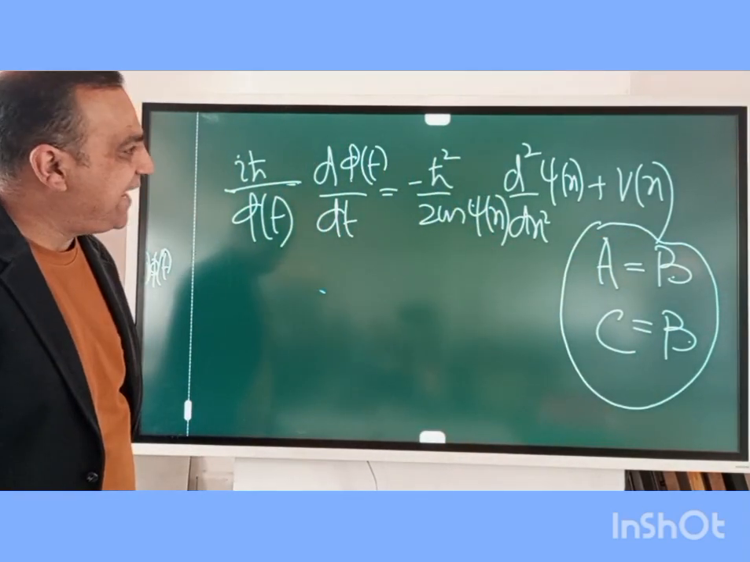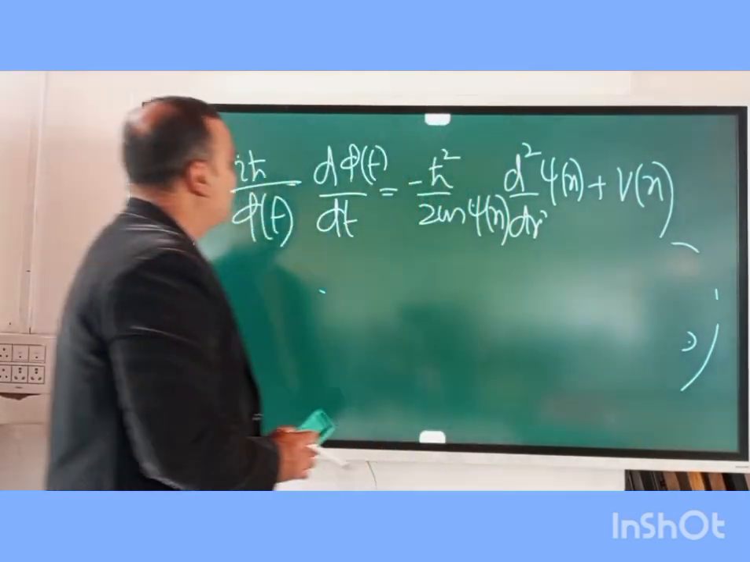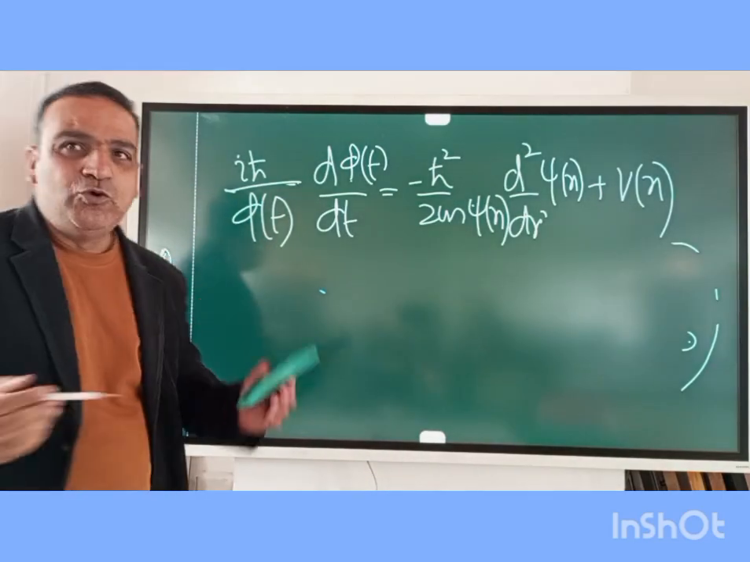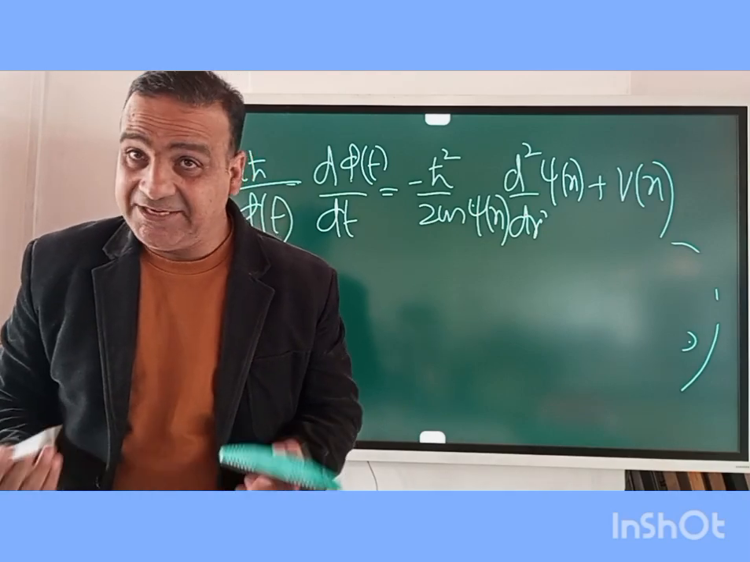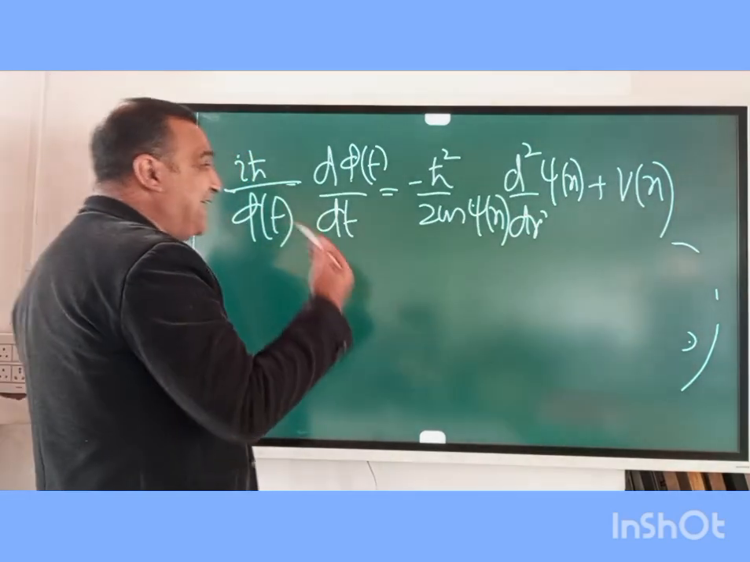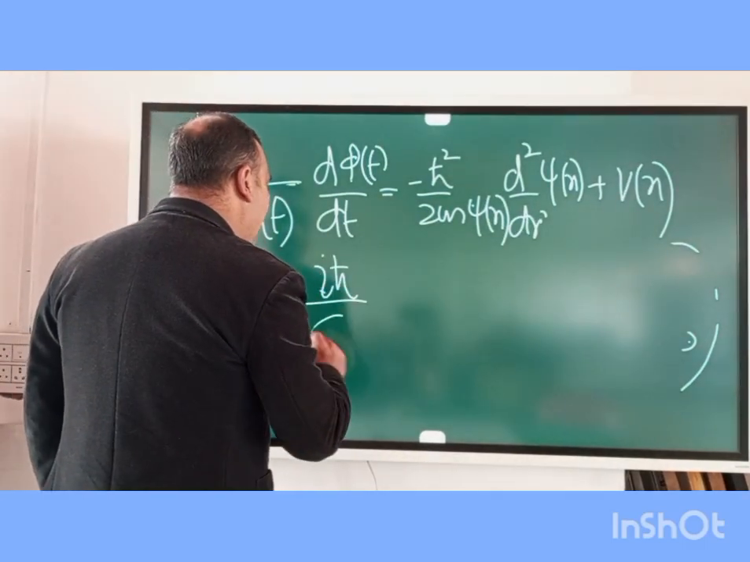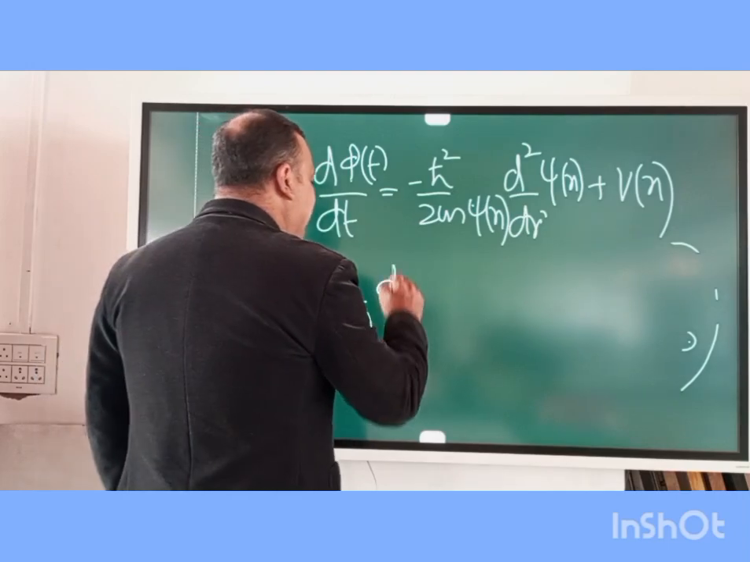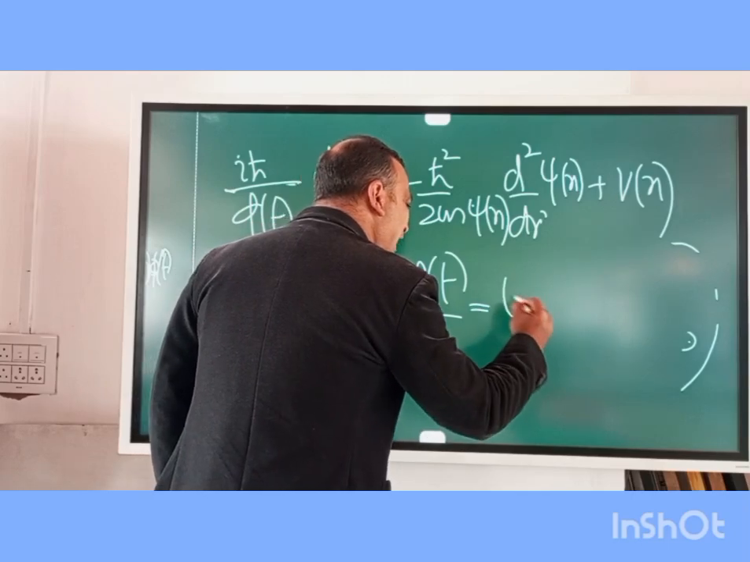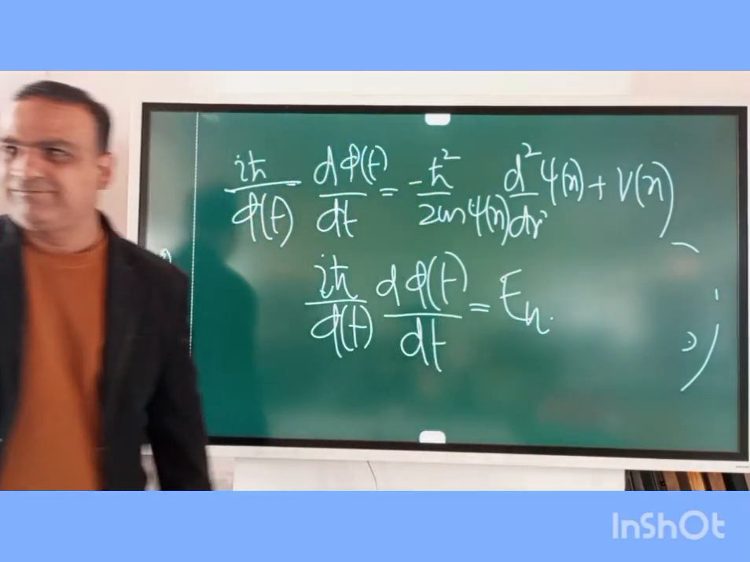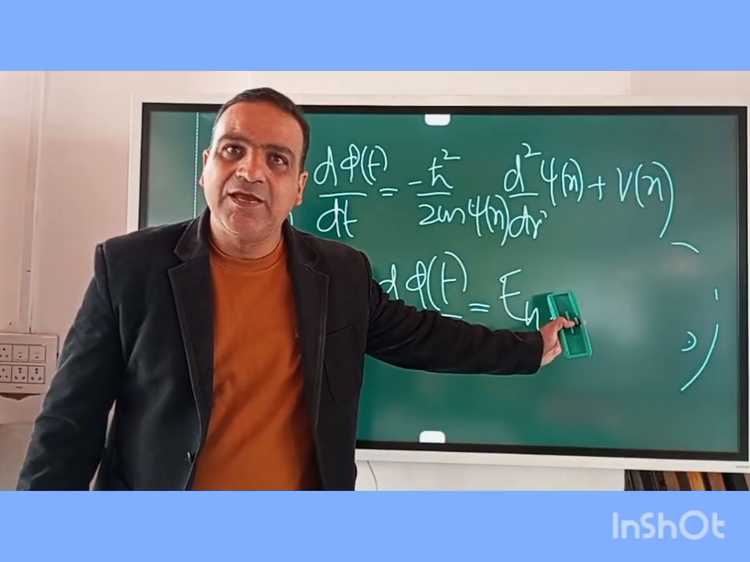So here, in this case, what I do is I use E, energy, as a number. Energy as a number, right? So I choose E as that constant. So I say i h bar by phi of t, d phi of t by dt is equal to, even though I should use En, E. This is the left-hand side, the right-hand side will also be equal to E.